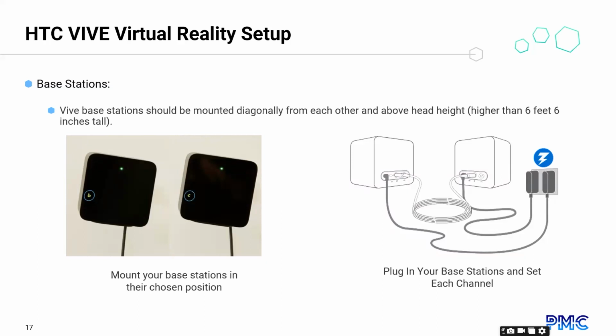For example, if you are using the wired synchronization cable, we can use it to increase reliability, to connect the 2 base stations. Then one base should be channel A and the other should be channel B. If you are not using this wired synchronization cable, then one base should be channel B and the other should be channel C. This is particular to the HTC Vive equipment, okay?